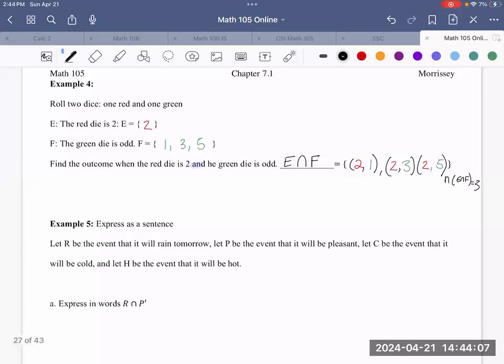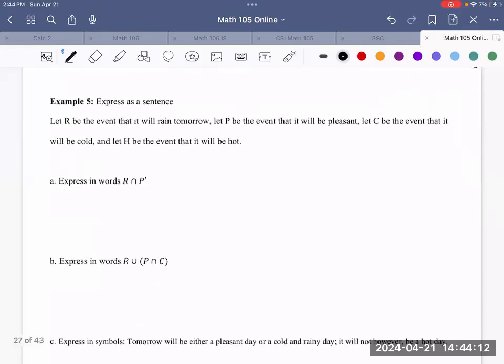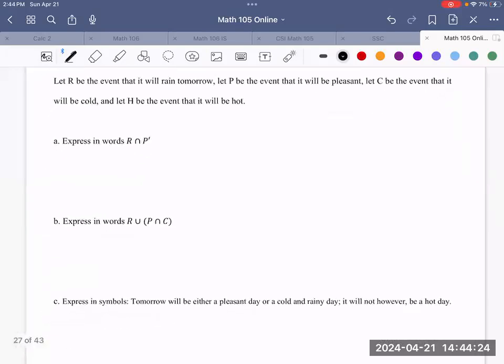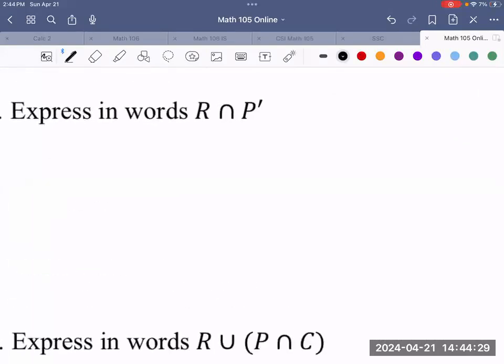Now pause the video and see if you can try example 5. It says, let R be the event that it will rain tomorrow. Let P be the event that it will be pleasant. Let C be the event that it will be cold, and H the event that it will be hot. Express in words R and not P. Well, R being rainy and P being pleasant, but P is negated. This is not P, not pleasant.